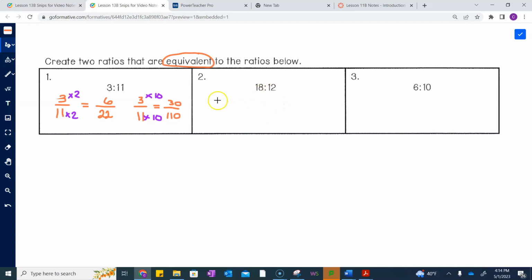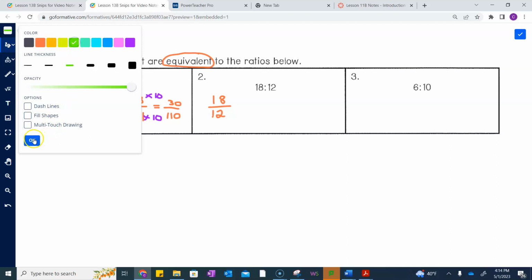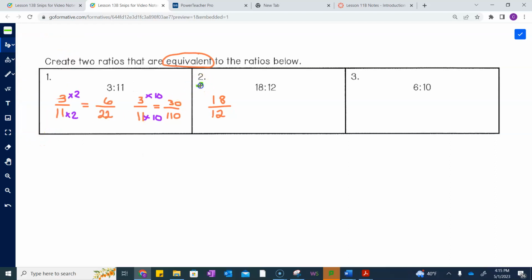Here's our next one, 18 to 12. So we're going to set up our fraction so we can see what we're doing. And I'm looking at this one saying, hey, I can scale this one down because they have a common factor. I can see a common factor of 2. They also have a common factor of 3. And they have a common factor of 6. I can pick any one of those to scale it down. I'm going to pick 3 because they didn't tell us how we had to do it. They didn't say put it in lowest terms. They said just create an equivalent.